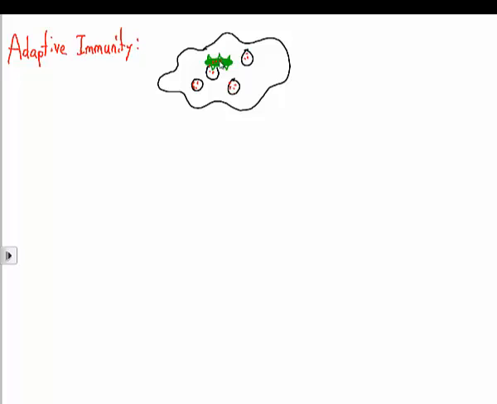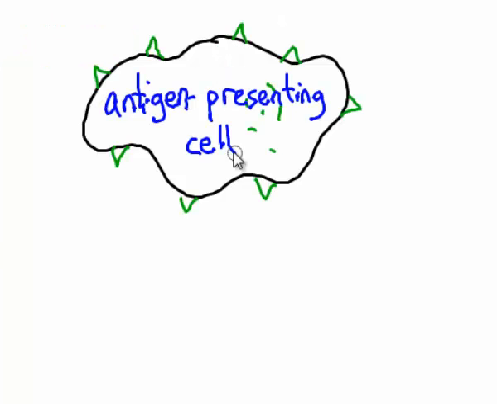Now those antigens are going to be taken and exported to the surface of that macrophage cell, and then we're going to call it an antigen presenting cell. So here's our antigen presenting cell with the antigens displayed on the surface. Now the key for active immunity is for our cells to recognize what's an invader and what's not an invader, what are our own cells.